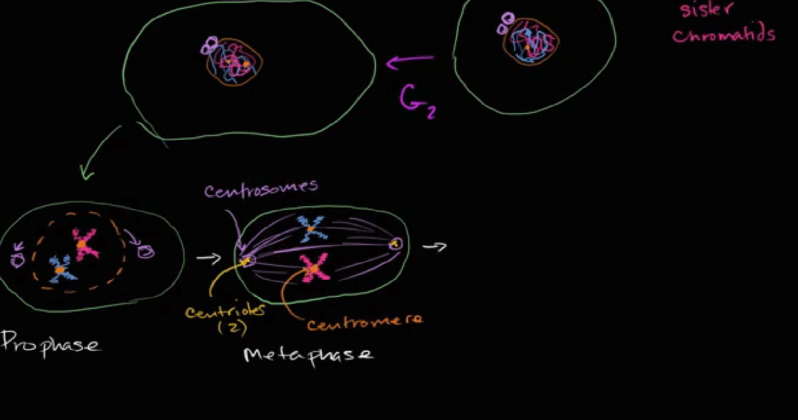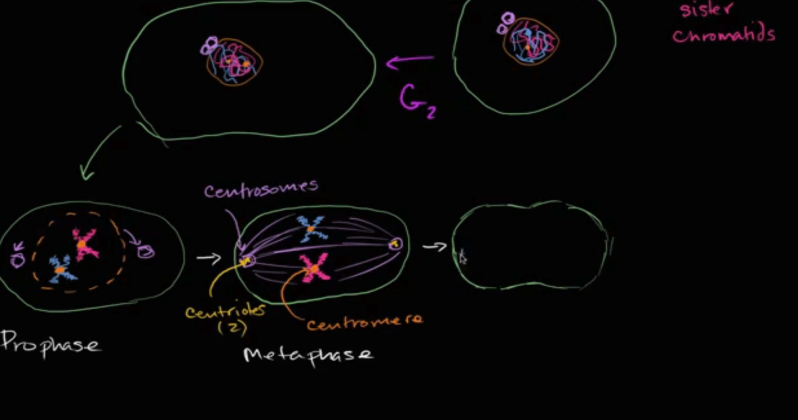And then you can imagine what's going to happen next. What's going to happen next is, and I don't want to draw it too big because I want to be able to fit it all in one page, that those microtubules are going to start pulling on each of the sister chromatids. Let me draw that.